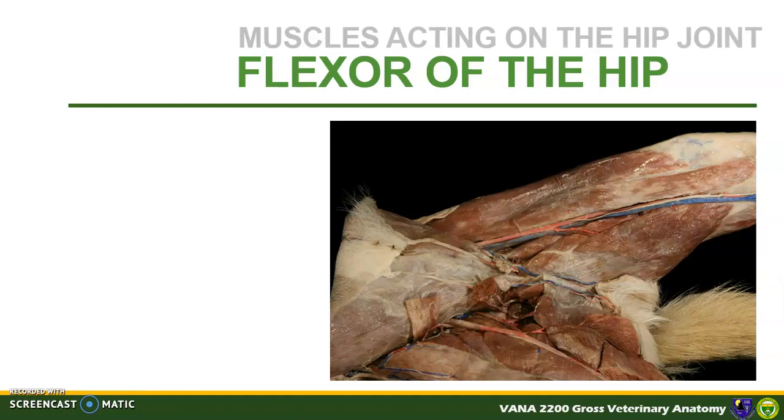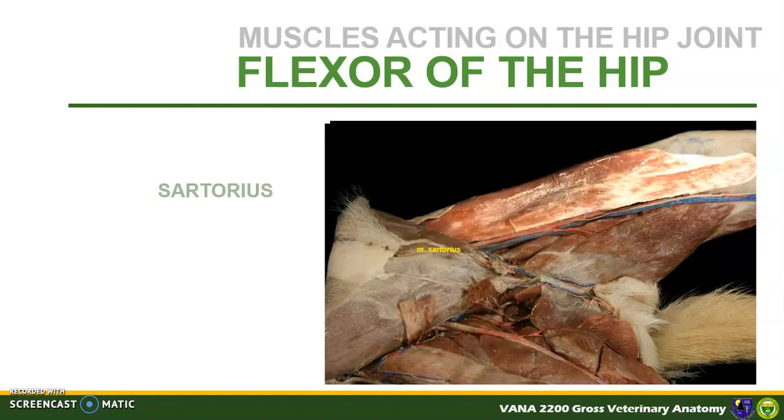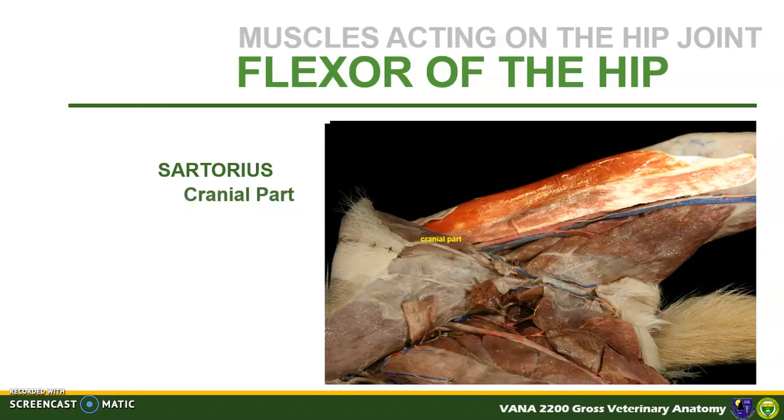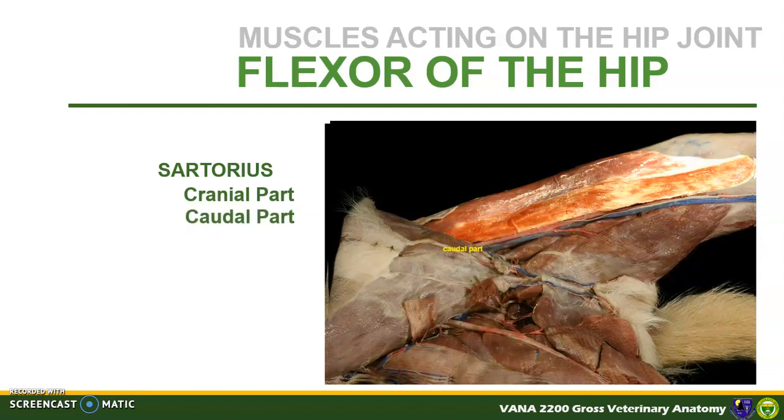Let us then discuss the flexors of the hip. Here is another medial view of the thigh muscles. One of the known flexors is the sartorius. It is a thin, strap-like muscle that extends from the tuber coxae to the tibia, diagonally crossing the medial surface of the thigh. It is divided into two distinct parts in dogs, the sartorius cranialis and the sartorius caudalis.